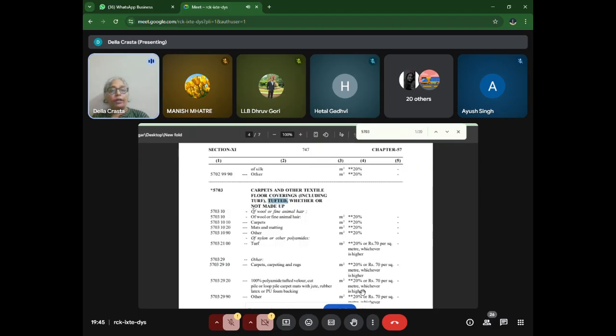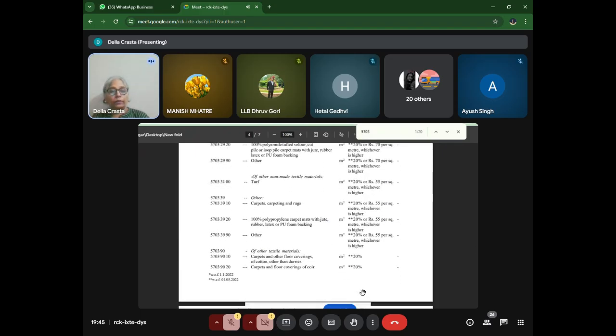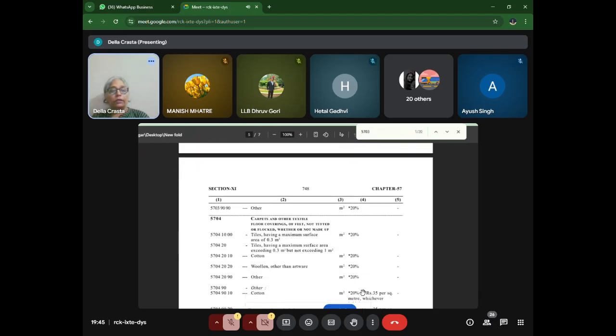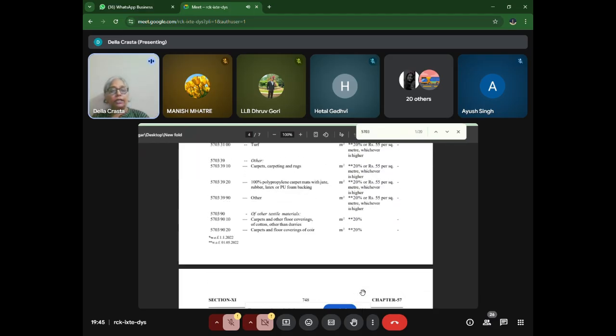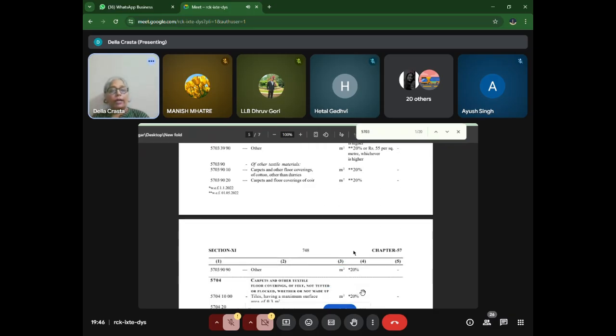Single dashes: of wool or fine animal hair is given over here. That is the same thing, it is repeated twice. Of nylon or other polyamides, then another single dash would be here. Of other textile materials. Then the next heading starts. So other textile materials, here you have carpets and other floor coverings of cotton other than durries, carpets and floor coverings of coir, and here others.